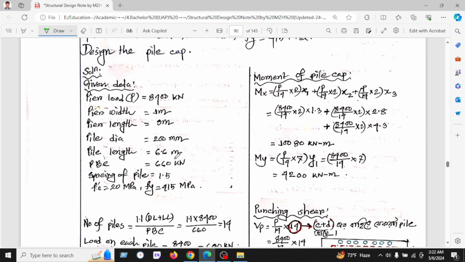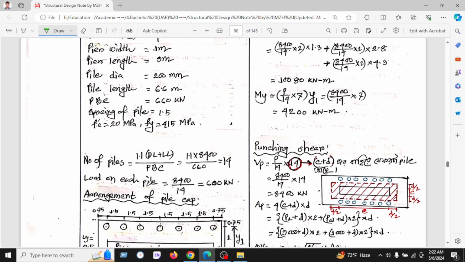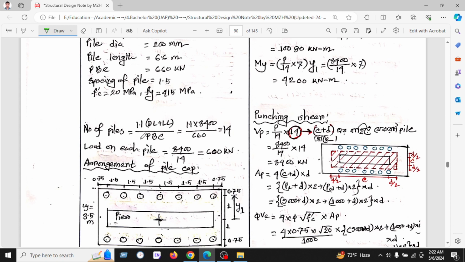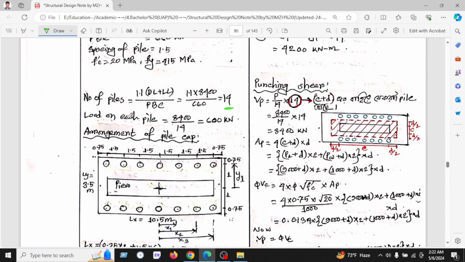Design the pile cap. As given data already, we know the pier load, pier length, pier width, pile diameter, pile length, pile bearing capacity, spacing of piles, and compressive and tensile strength. And the number of piles, we know, is 1.1 times dead load plus live load divided by pile bearing capacity. So we need 14 piles, and the load on each pile is total load divided by total number of piles, which is 600 kN.